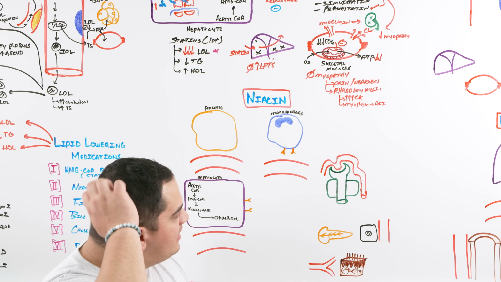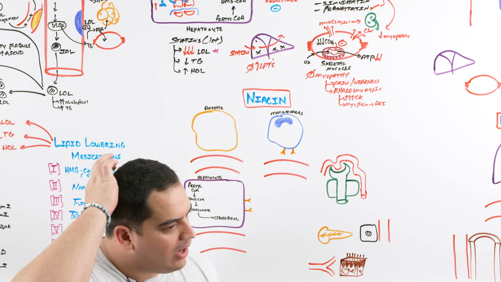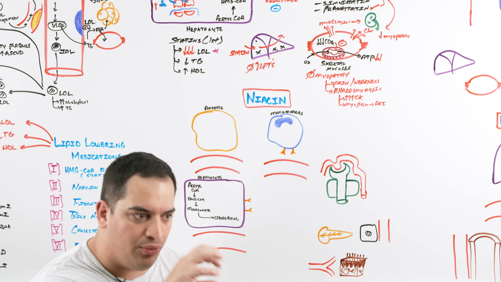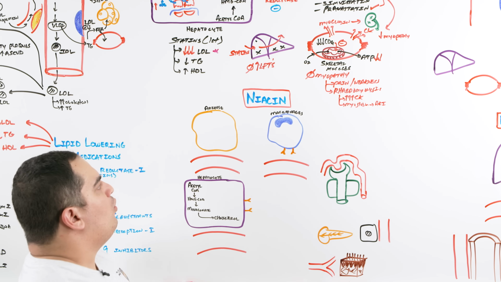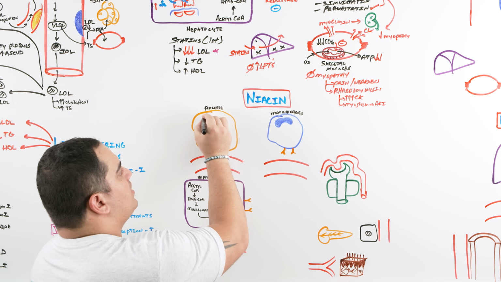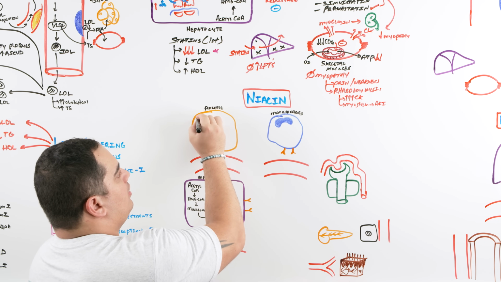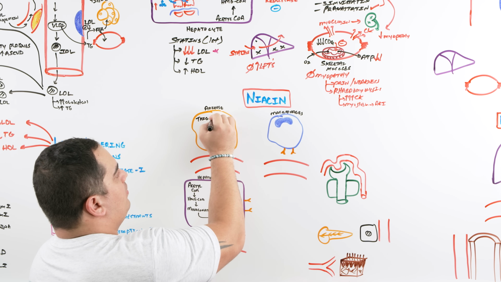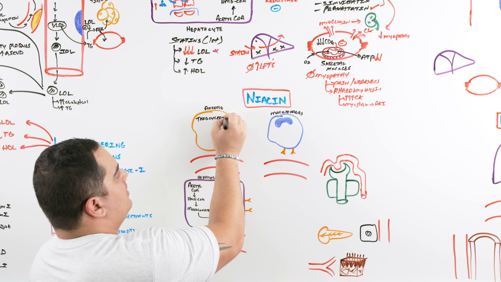All right, so the next one is niacin. This one's actually an interesting drug. Now, one of the things I think is important to remember, we didn't actually go through this diagram a ton, but adipose tissue obviously holds tons and tons of something called triglycerides. Okay, it holds tons and tons of triglycerides.